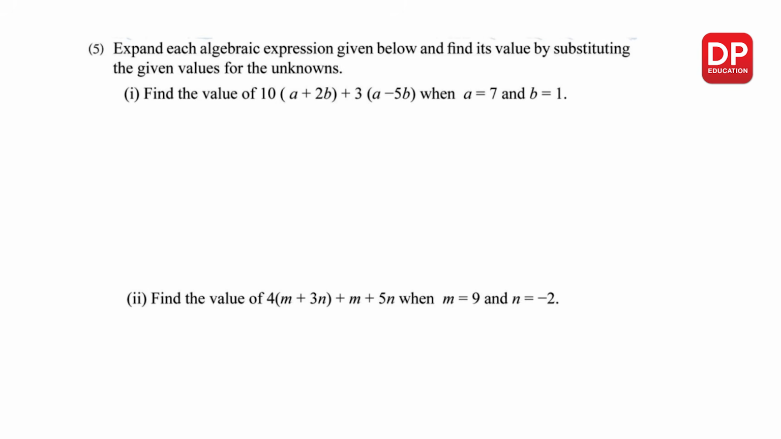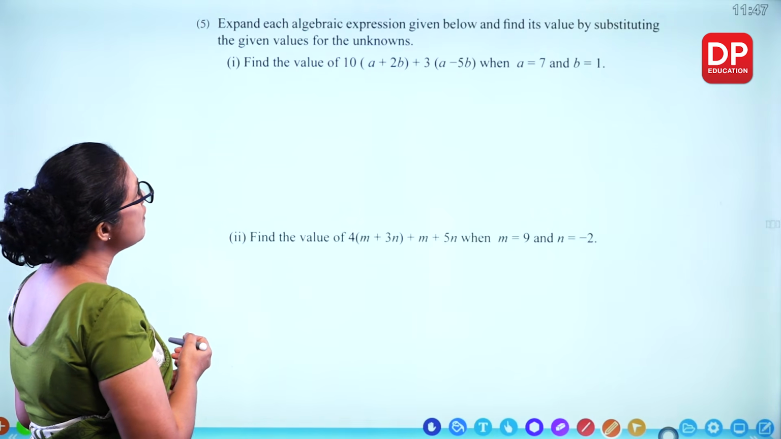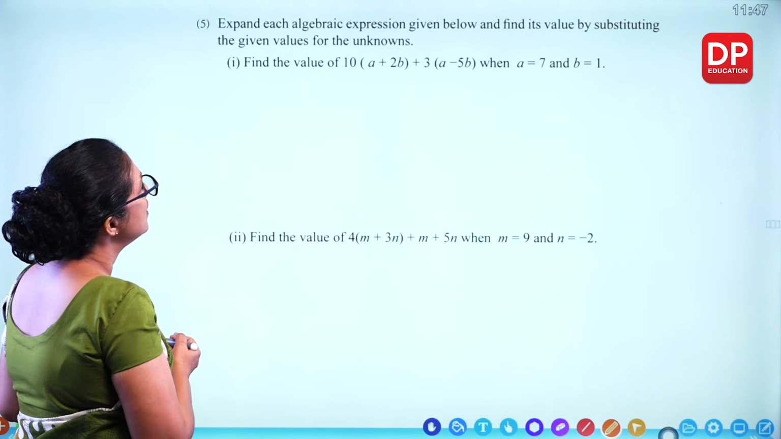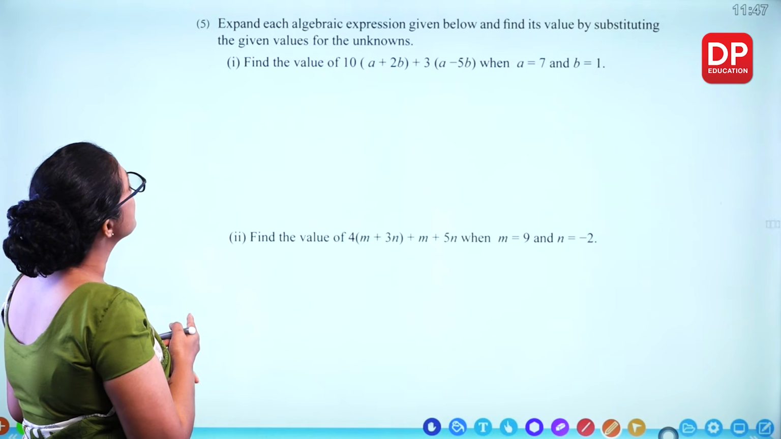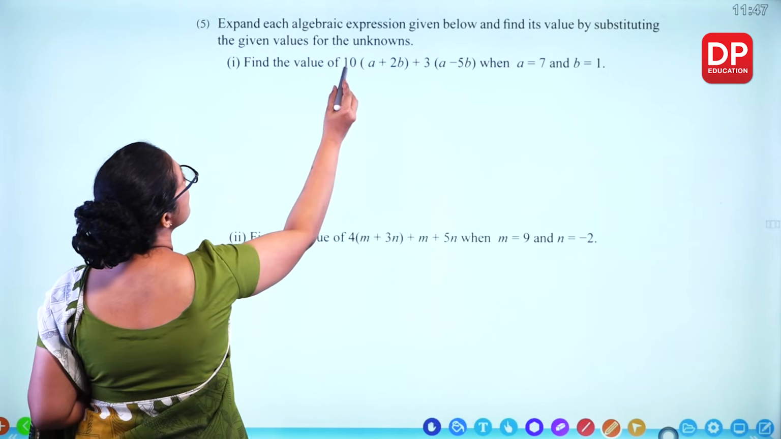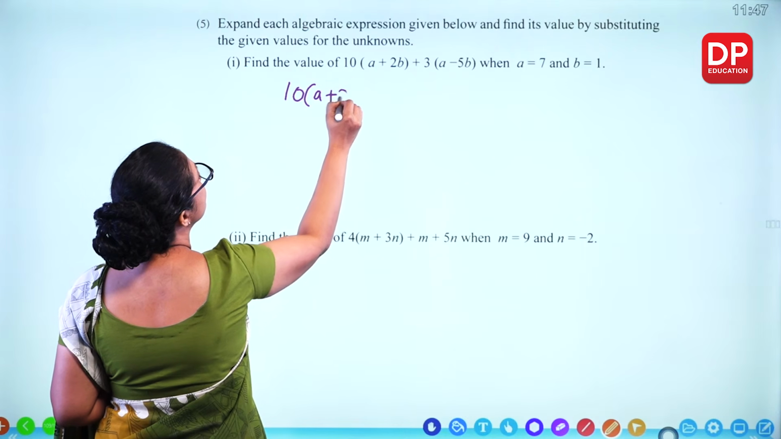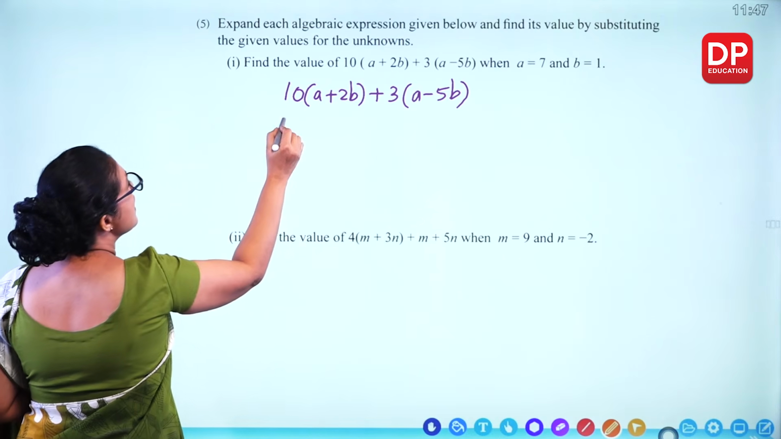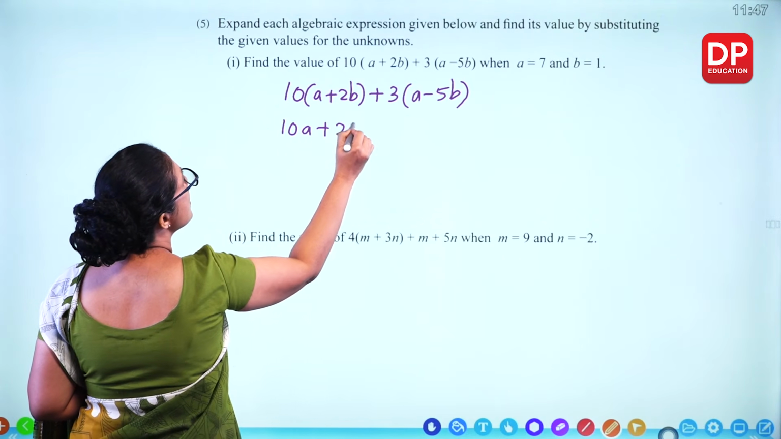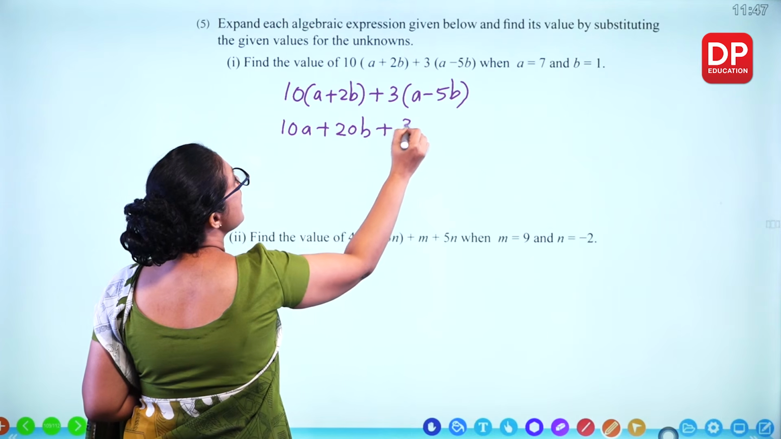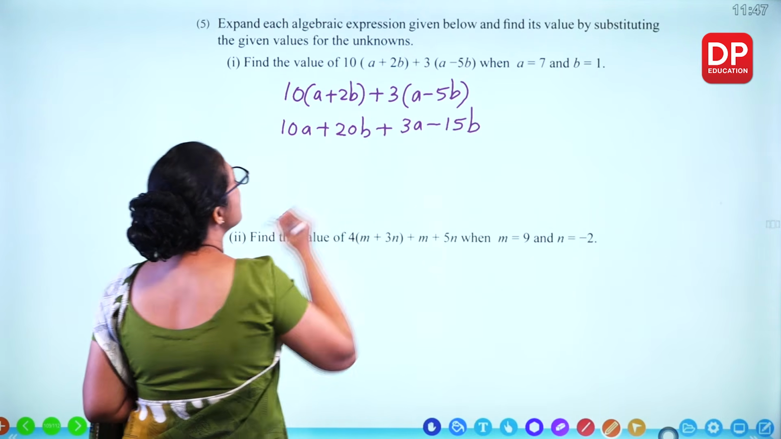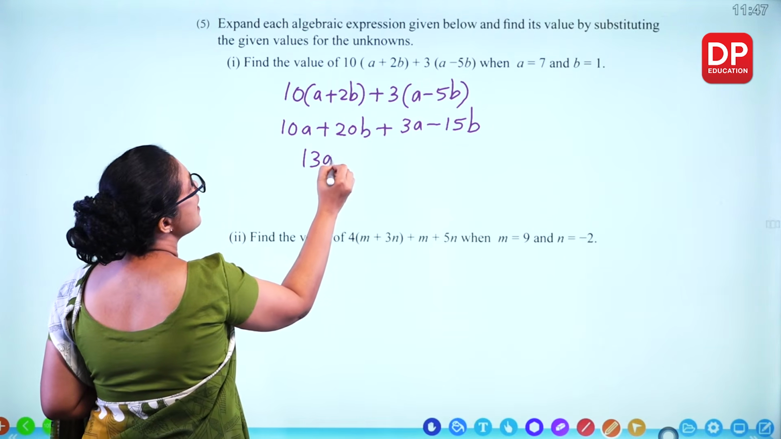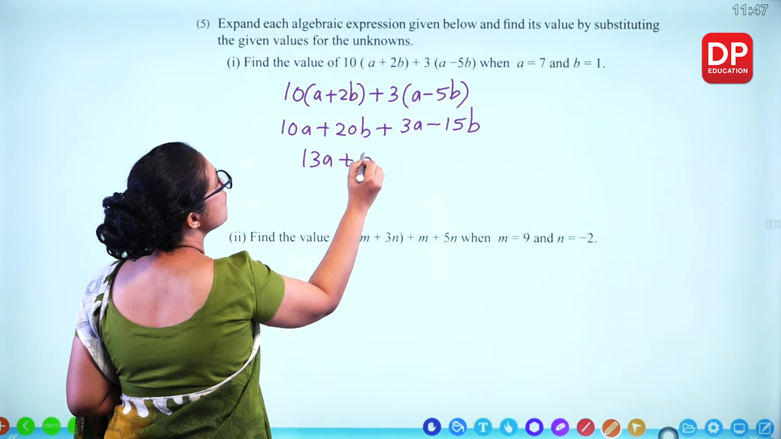Question number 5. Expand each algebraic expression given below and find its value by substituting the given values for the unknowns. So, expand first. We'll first expand this. 10a plus 20b. Here 3a and minus 15b. Now simplify first. 10a, 3a, 13a. 20 minus 15, that's 5.